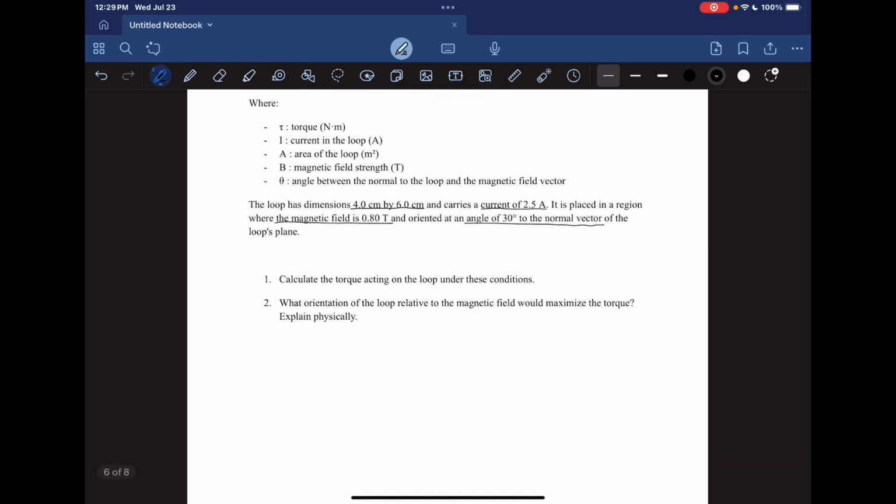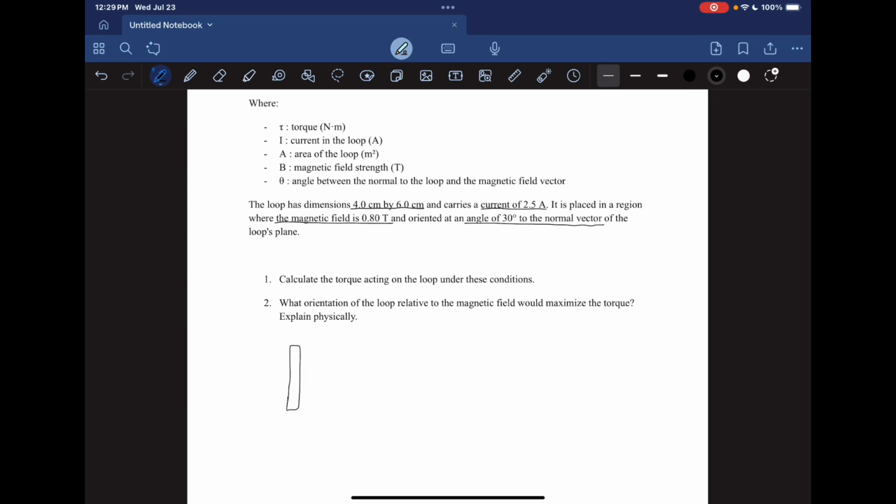So the way that I'm going to solve this is I'm first going to draw it. It asks us to calculate the torque acting on the loop under these conditions. And while I don't really need to draw it because we have everything we need there, it is much easier to draw it and then understand it that way. So I'm going to draw kind of a perpendicular thing where we're looking at the current carrying loop.